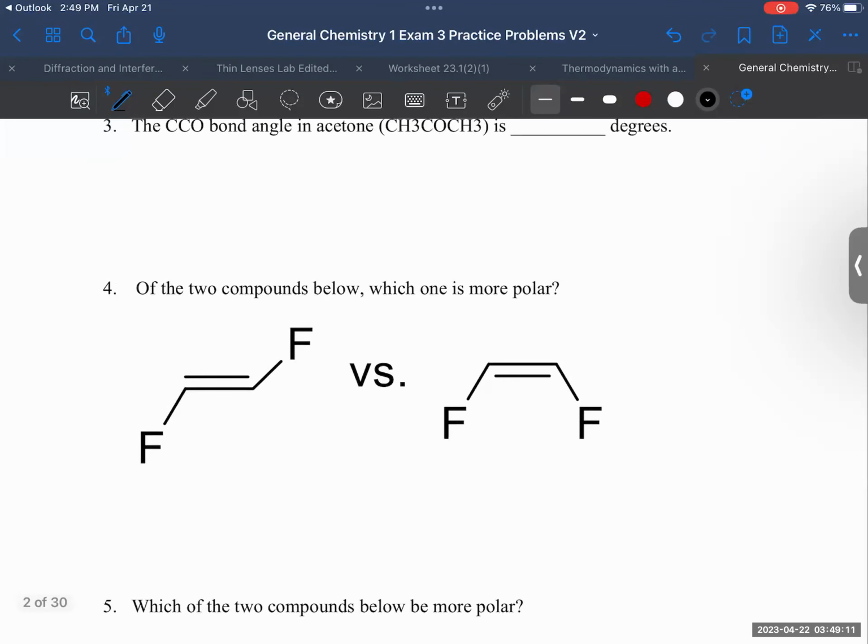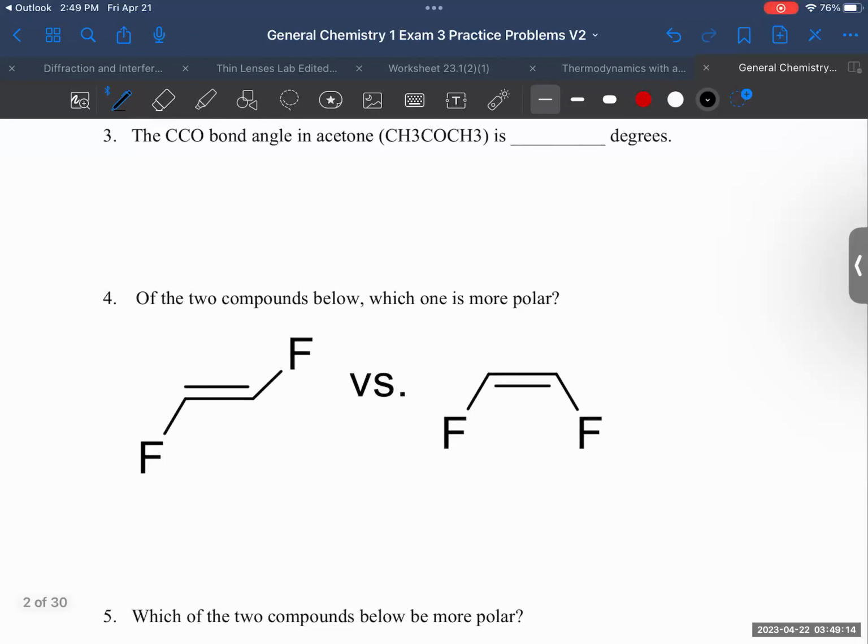The CCO bond angle in acetone is what? First, how do you draw acetone? Let's put the carbon in the middle. Carbon right here, then another carbon, then three carbons and oxygen up here. That's how it looks. Sorry, I'm just so used to the organic structure way, where you just draw the points, not drawing out like this.